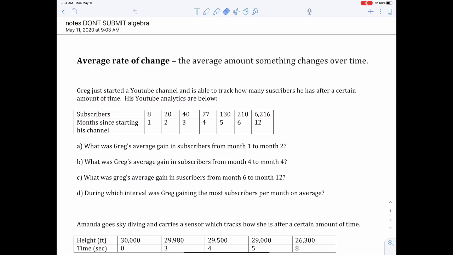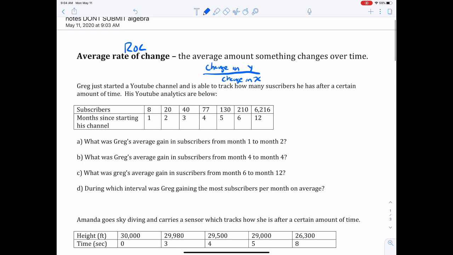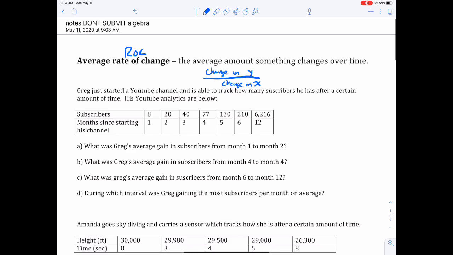Average rate of change. So we've actually done a lot of this. If you remember, that's ROC. We've done a lot of it. Just to remind you how we find it: it's your change in Y over your change in X. I know we got bogged down a little with the formula and all those crazy things we had to remember. That's really not as important as just figuring it out, and I know you guys know how to. So let's look at a few examples here, then you can try the assignment.